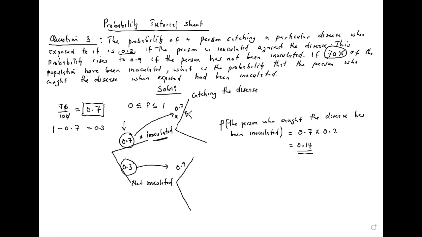Now, sir, is there any use of calculating these other probabilities for the remaining branches, like this one for catching the disease with the inoculated? There's no need. Even if you get them, they won't help.